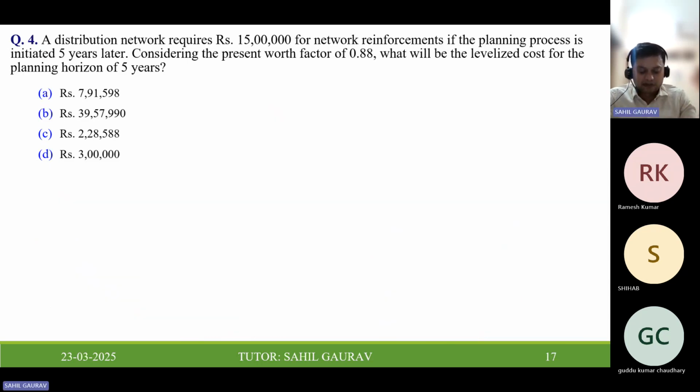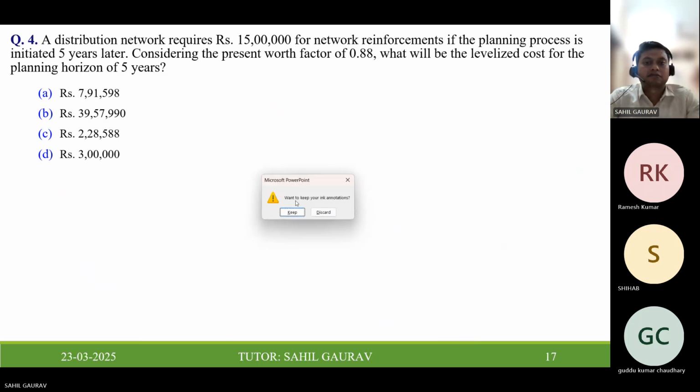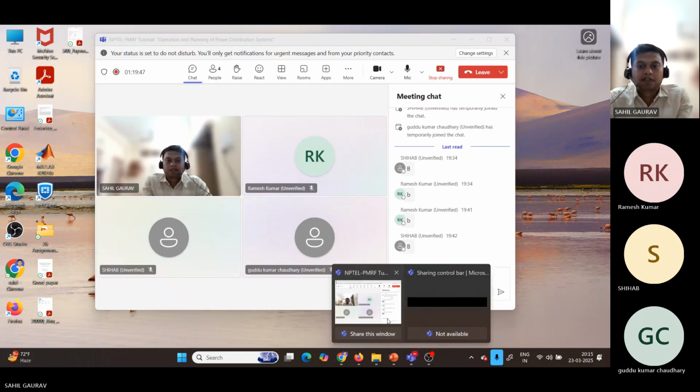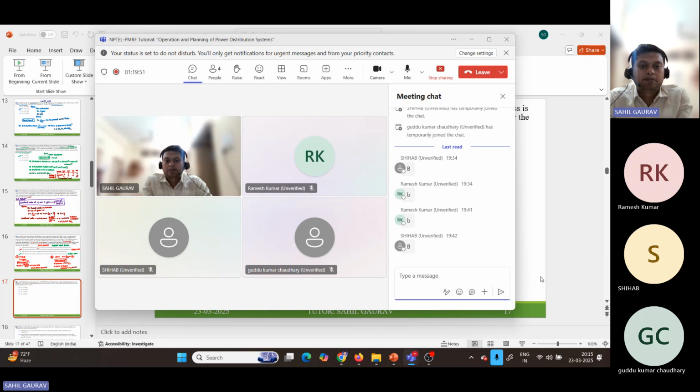So let us move to the fourth problem. Here the distribution network requires 15 lakh for network reinforcement. The planning process is initiated 5 years later. Considering the present worth factor of 0.88, what will be the levelized cost for the planning horizon of 5 years? So this is from the levelized value of money. You have the data, so solve the problem. I am giving you 1 minute of time, then I will solve the problem. Today 3 people are present: Ramesh, Sihab, and Guddu.